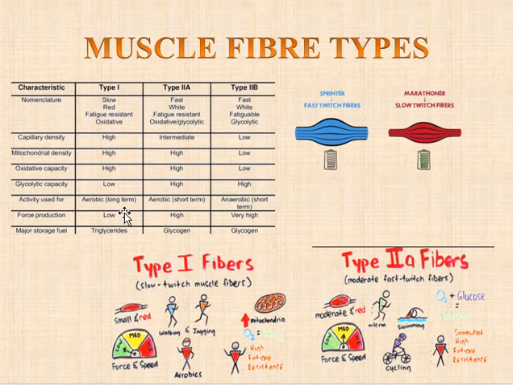Activity used for: type 1 aerobic long term, type 2A aerobic short term, and type 2B anaerobic short term. Force production: type 1 low, type 2A high and type 2B very high. Major storage fuel: in type 1 triglycerides, in type 2A glycogen and type 2B glycogen.